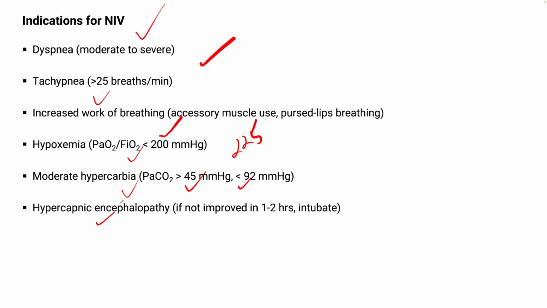Hypercapnic encephalopathy, where the patient will have confusion, low signals, no signals. If it is not improved in 1 to 2 hours, then the patient should be intubated. Remember this very well. Moderate acidemia, where pH is less than 7.35. So these all are the indications.